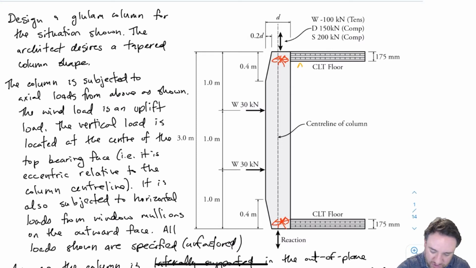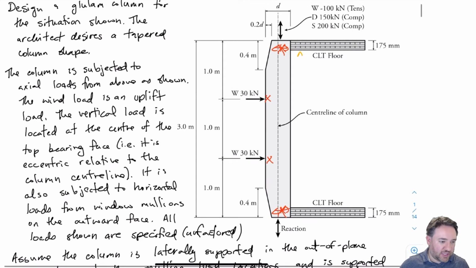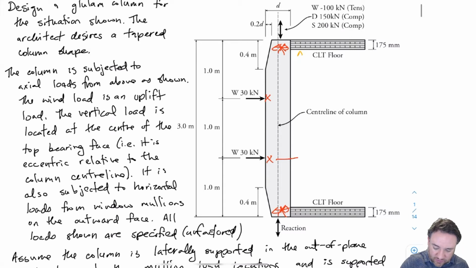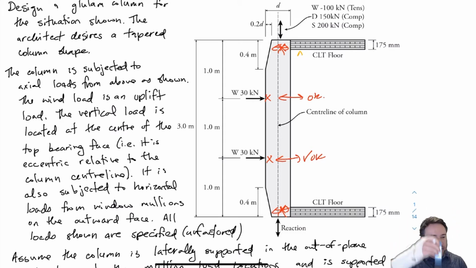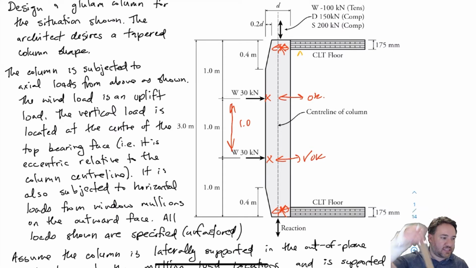But in addition to those restraints, we have out of plane restraints at the mullion locations. So it is allowed to move in this direction, which is the strong axis direction, but it is not allowed to move in the out of plane direction at those window mullion locations where those loads are. So that means our effective length is going to be 1.0 for weak axis bending only. So for bending out of the plane, weak axis bending, we're going to have an effective length of 1.0. It's going to be KL equals 1.0.